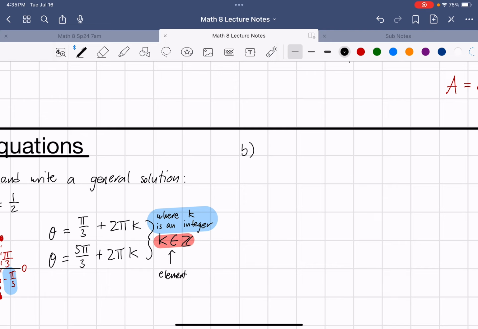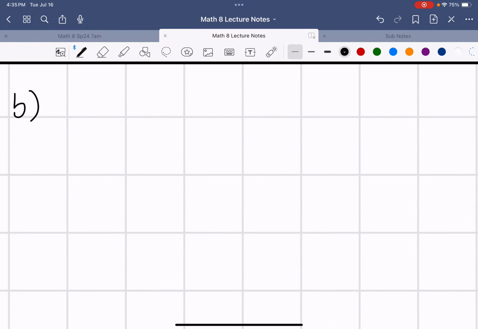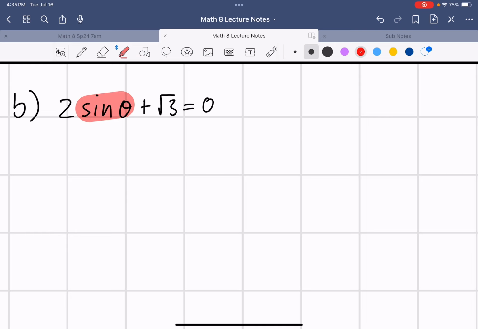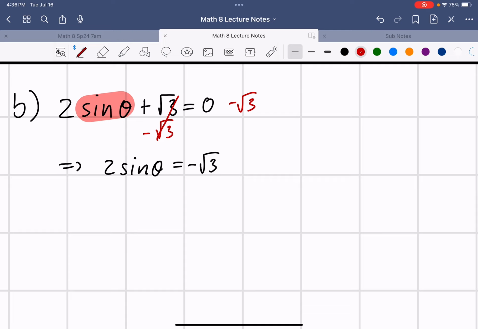In every other situation, every other equation is going to be exactly the same as that first one. The only thing that's going to make some of these problems a little more challenging is the introduction of some algebra. All right? So the goal here is we have to isolate our trig function. How do we do that? We subtract square root of 3 on both sides. That leaves us with 2 sine theta. I divide by 2.